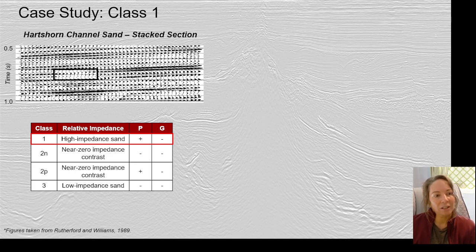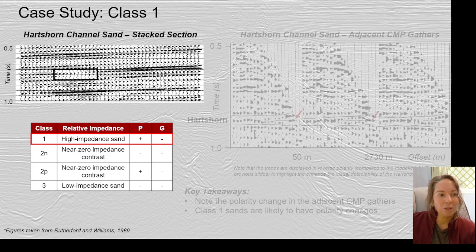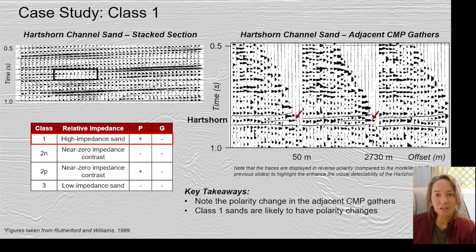And so let's look at a kind of classic case study from the original papers. So this one is with class 1, and we're looking at the Hartshorn channel sand. And so you'll notice two key features here. First of all, that you can see the polarity changes in adjacent gathers. So we've got three different sets of gathers, so that's 3 vertical points, okay? So we've got near to far in one point, near to far in another, near to far in another, and then the increasing angle.